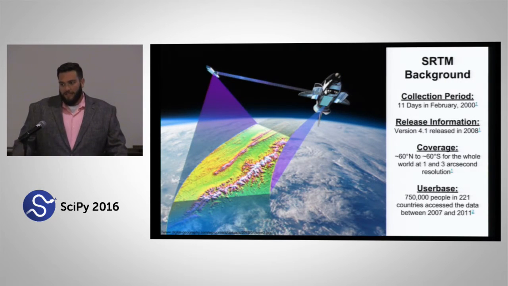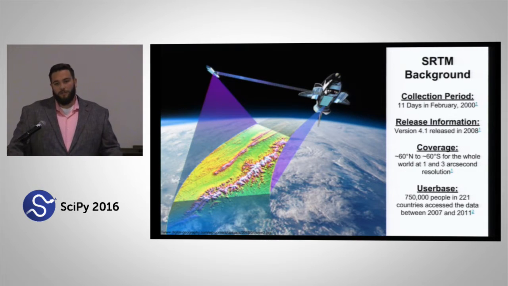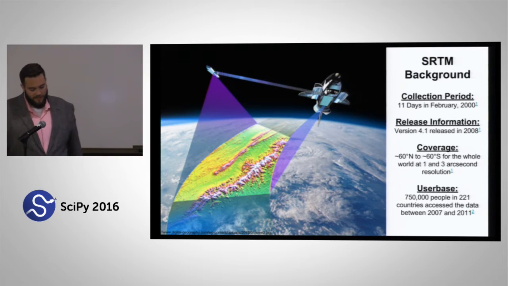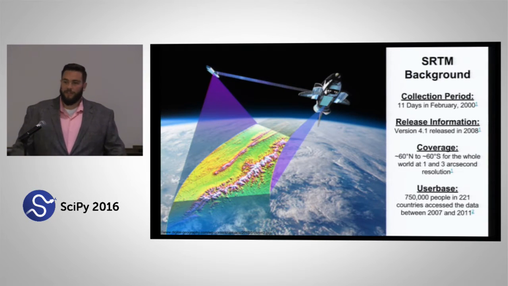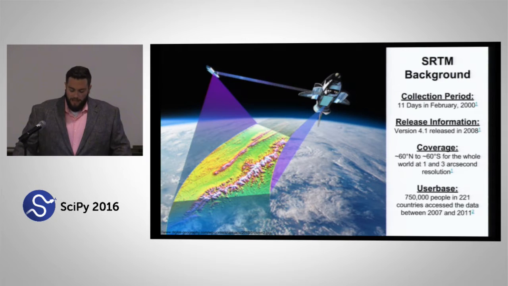It covers approximately 80% of the globe between 60 north and 60 south at 1 and 3 arcsecond resolution, and it is widely used. Between 2007 and 2011, there were over 750,000 hits on the website in 221 different countries. So this is a really popular data set, and it's still widely considered the de facto data set for global elevation data.